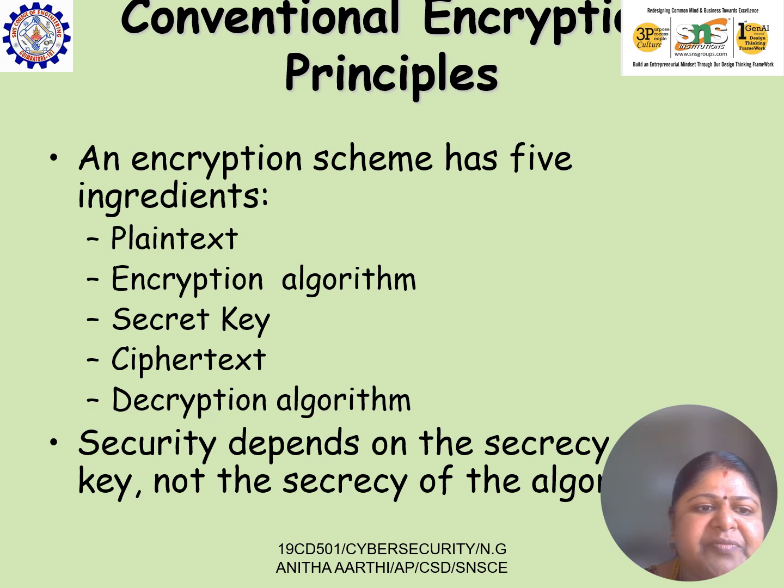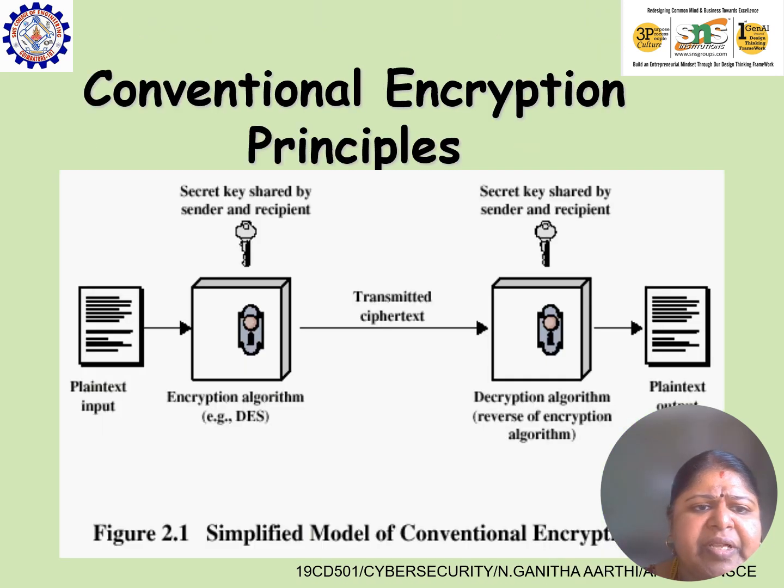An encryption scheme has 5 ingredients: plain text, encryption algorithm, secret key, ciphertext, and decryption algorithm. The security depends on the secrecy of the key and not the secrecy of the algorithm. The following is the block diagram of the simplified model of conventional encryption. As you see, the plain text has been converted into ciphertext. When the ciphertext is created, we use a secret key which is shared by the sender and the recipient, and this is the example.